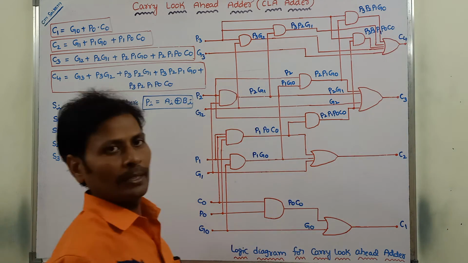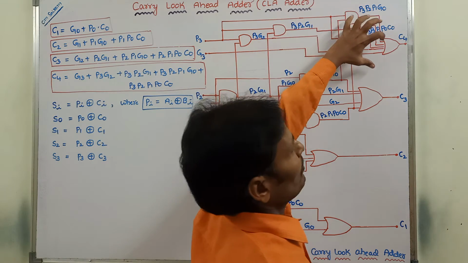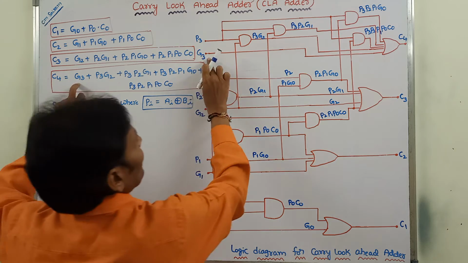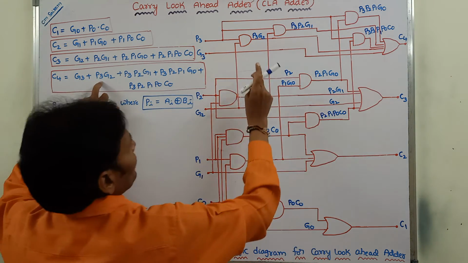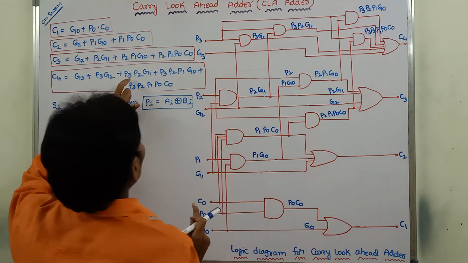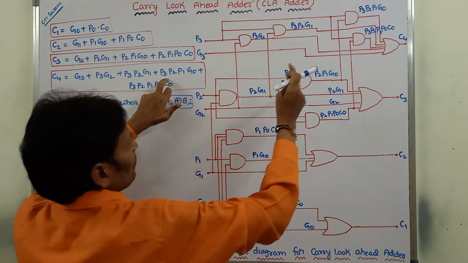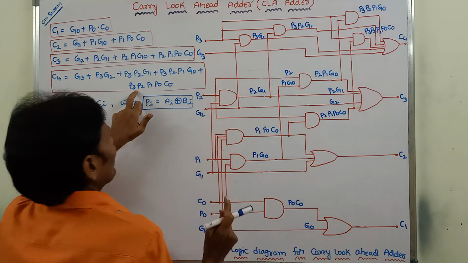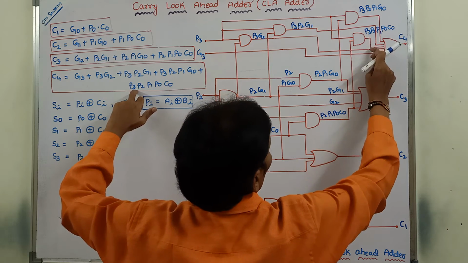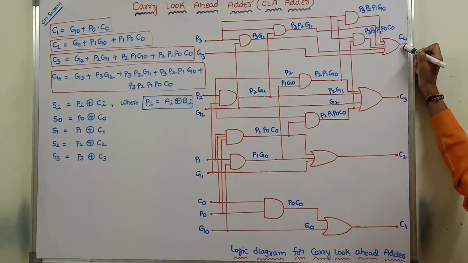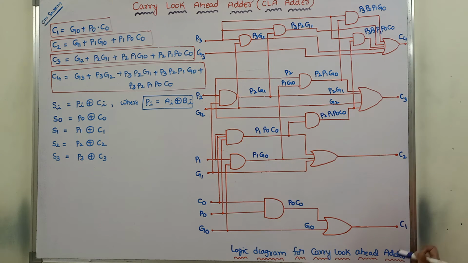Now we have to combine them into a 5 input OR gate. First one is G3, second one is P3 G2, third one is P3 P2 G1, next one P3 P2 P1 G0, next one P3 P2 P1 P0 into C0. Then we are getting C4. So in this way we have to draw the logic diagram for the predicted carries C1, C2, C3, C4.